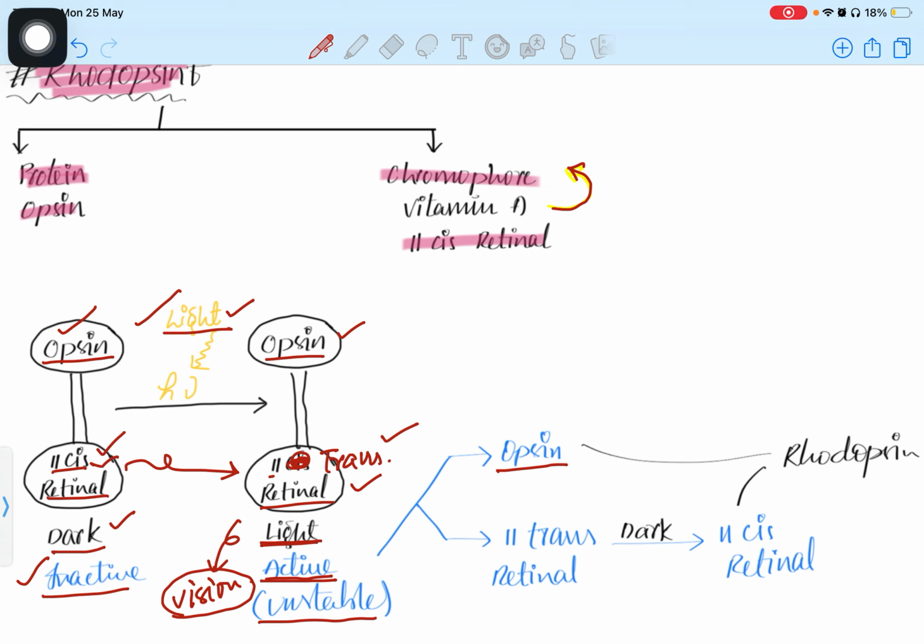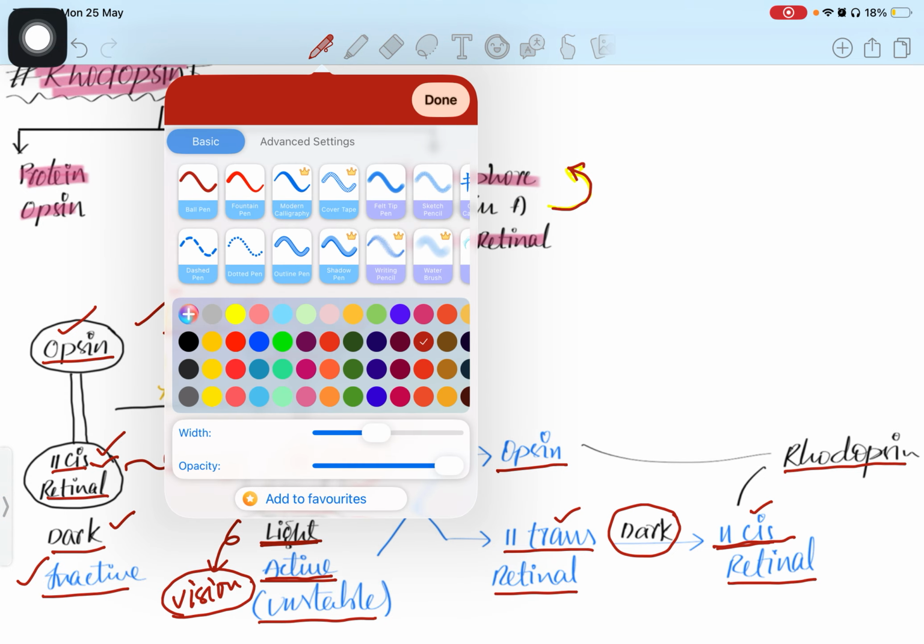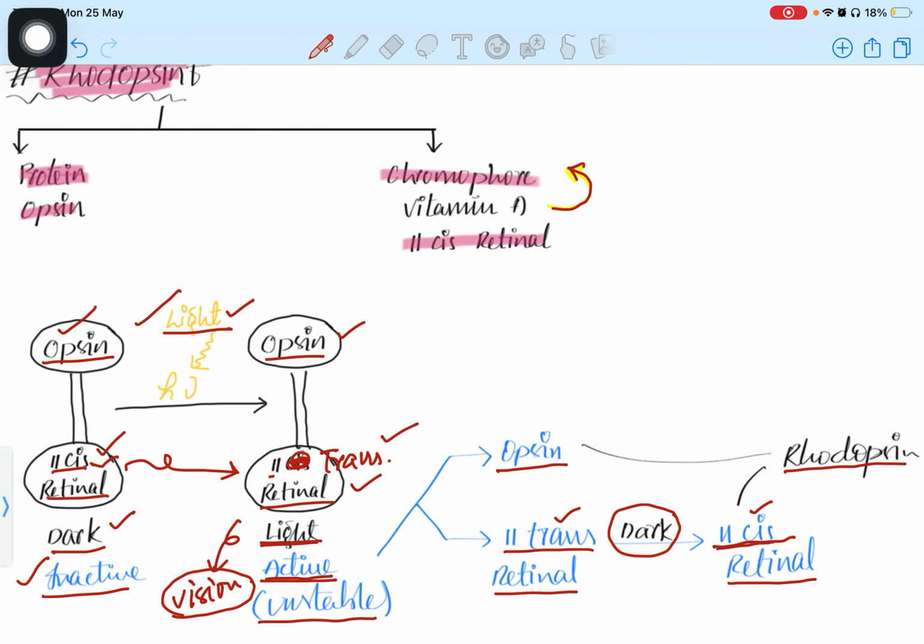After some time, the opsin will remain the same, but the 11-trans retinal will be converted into 11-cis retinal in the dark condition. Again, it will come back to its own structure from trans to cis. Then again they will form the rhodopsin. So this is what happens inside our eyes. I hope you understand.